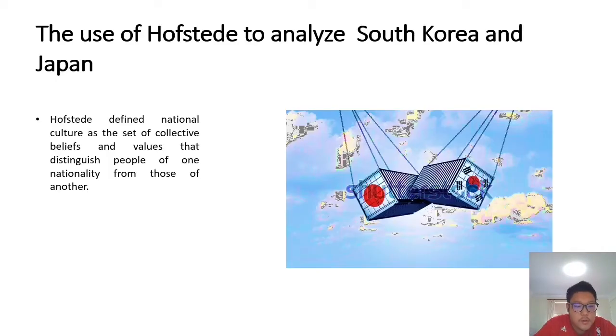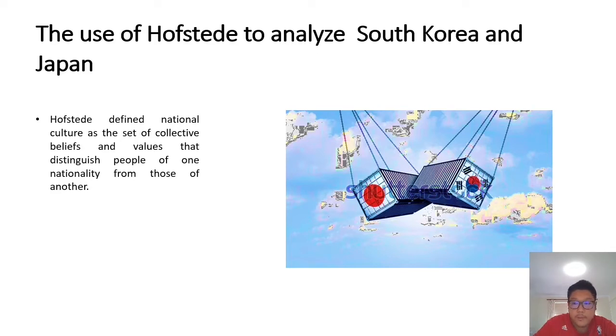Hello everyone. I'm going to use Hofstede to analyze South Korea and Japan. Hofstede defined national culture as a set of collective beliefs and values that distinguish people of one nationality from those of another. What has become known as the Hofstede cultural orientation model is based on his study between 1967 and 1973 of IBM employees in 40 different countries.